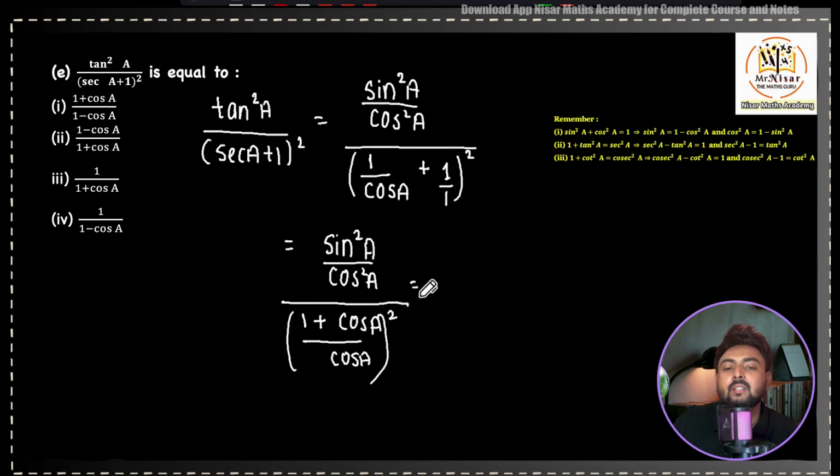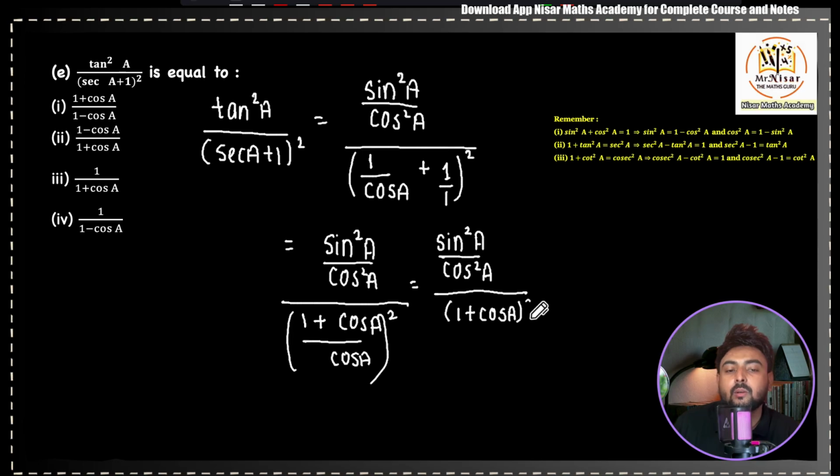If I separate it, children, how will it look? It will be sine square A upon cos square A. You have to solve it very quickly. Here I need to explain, that's why I'm explaining in detail. It takes very little time to solve. It will be 1 plus cos A whole square upon cos square A. I have separated this power to both the numerator and denominator. Now when a fraction divided by a fraction is there, what happens? It becomes its reciprocal. So it may look like this.